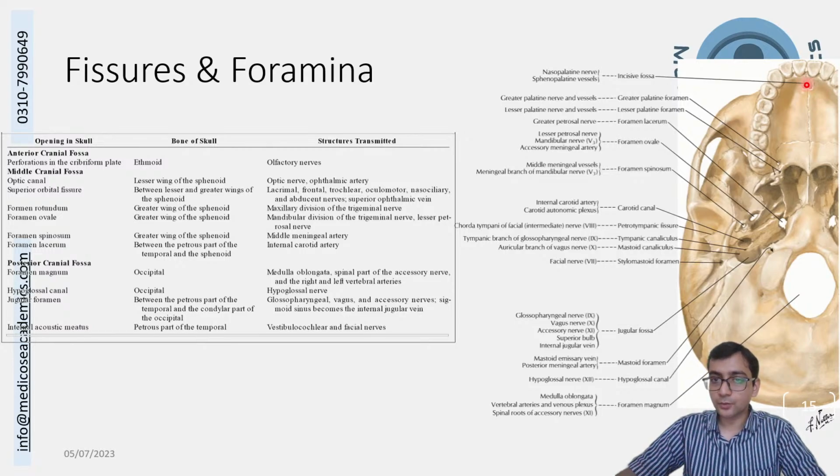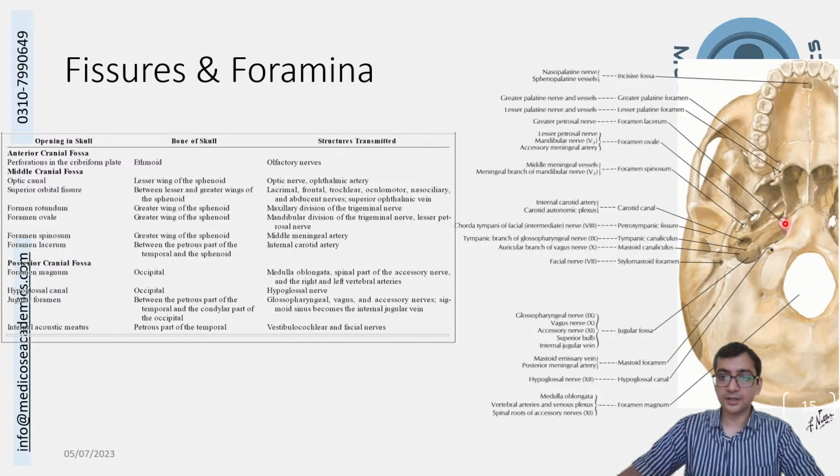The nerve that is passing through it has a totally different name, that is known as nasopalatine. The artery is sphenopalatine, the vein is nasopalatine. Then there are the greater and lesser palatine foramina, and both have the same names. The structures contained have the same name: greater palatine nerve, artery, vein, lesser palatine nerve, artery, vein. Then there is the greater petrosal nerve for foramen lacerum.